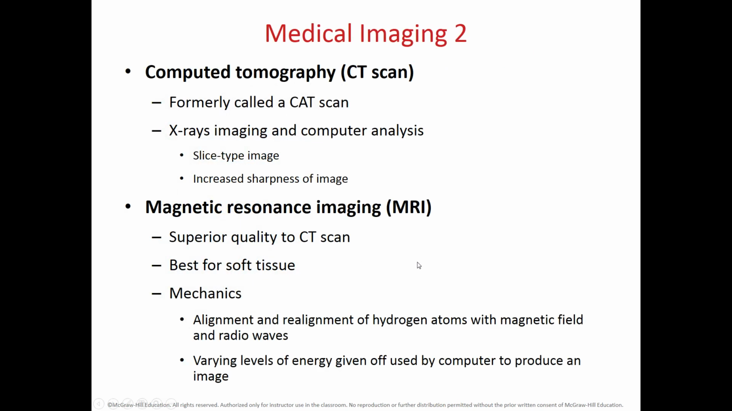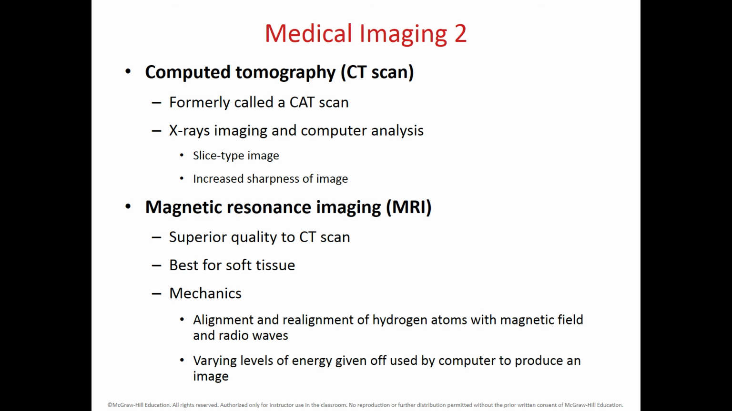A CT scan, or computed tomography, is a type of X-ray that uses computers to analyze different tissues in our bodies, and it's a little bit more sophisticated than simple X-rays. It increases the sharpness of the image, and it can provide you slices in transverse section of our body.